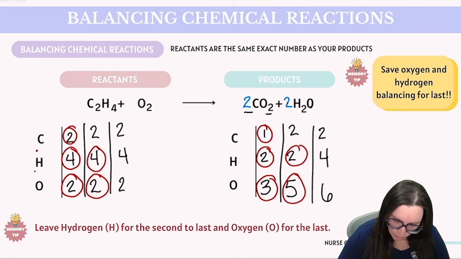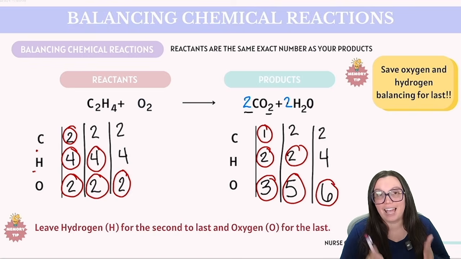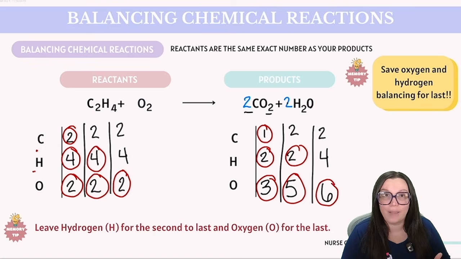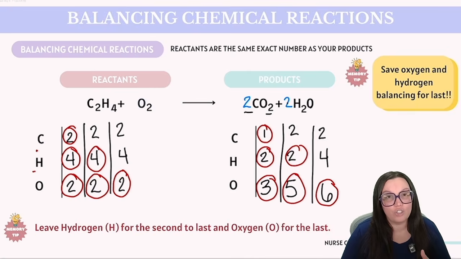I have 2 carbon on each side. I have 4 hydrogen on each side. Oh, but look here, I have 2 oxygen on my reactant side, and I have 6 oxygen on my product side. That means I'm going to have to add a coefficient somewhere over here on my reactant side in order to balance out this equation. So now I know I need to get 6 oxygens onto my reactant side in order to balance out this equation.